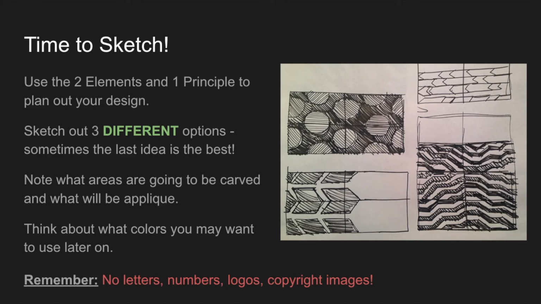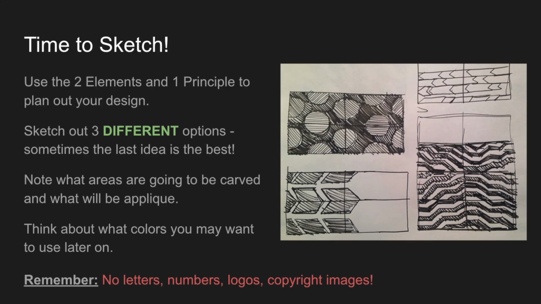With your sketches, I would also include which areas you're planning to carve and what you're planning to be the applique. So with this example of sketches that we have here, maybe with this top left one with the circles, maybe all the circles I would mark as being my applique. And maybe in all that in-between space, I could carve in some sort of design. So write that out.